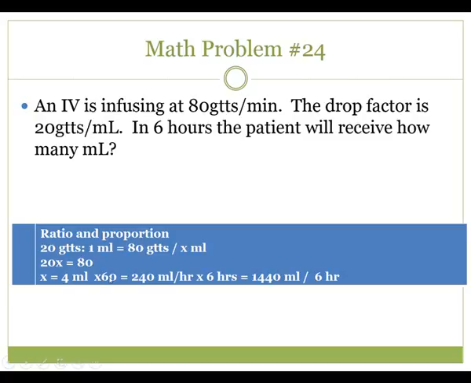Multiply that times 60, 240 meals in an hour, times my 6 hours. That's 1,440 meals in 6 hours.